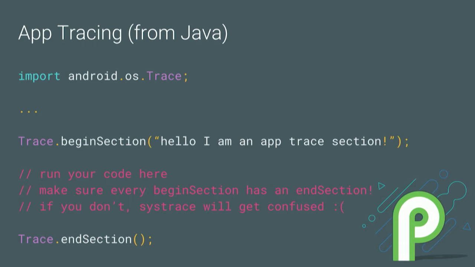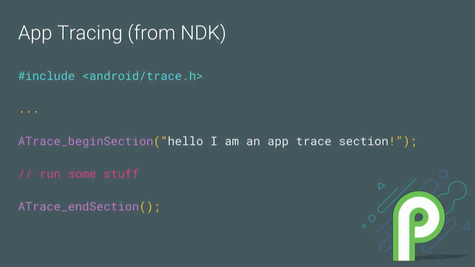So from Java, you include this package. It's trace.begin section and trace.end section. The only thing you have to do is, because it is a stack, you need to actually make sure that every begin section has an end section. Or otherwise, in Systrace, the trace gets really weird, and it's bad, and you won't like it. But of course, nobody in here really cares that much about Java, so for the NDK, you include android/trace.h, atrace begin section, atrace end section, and I believe that is supported on API 23 and up.